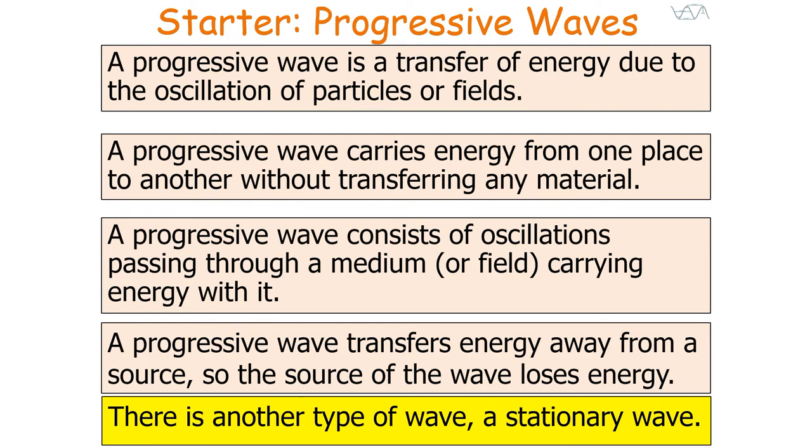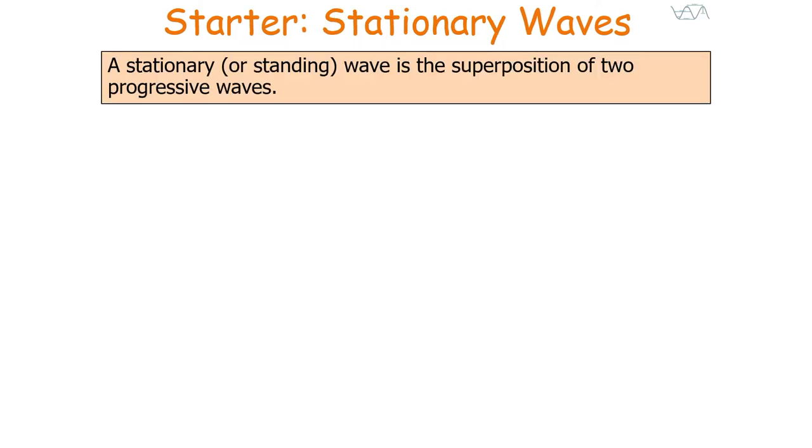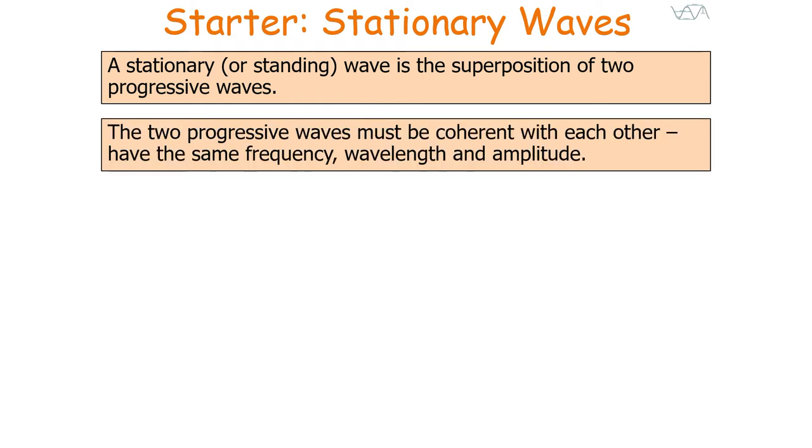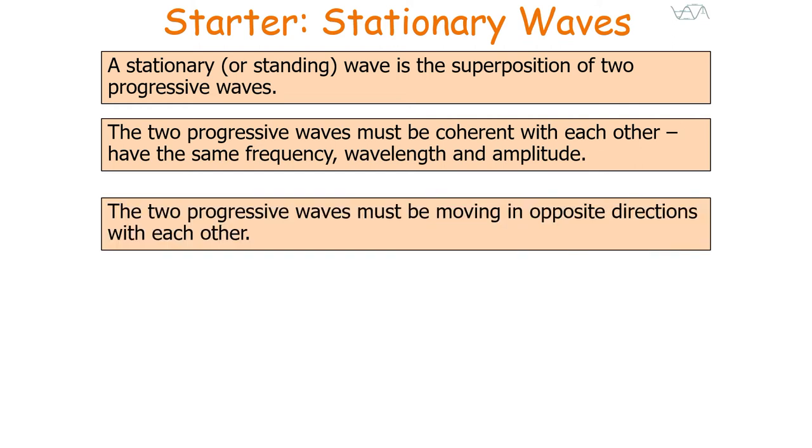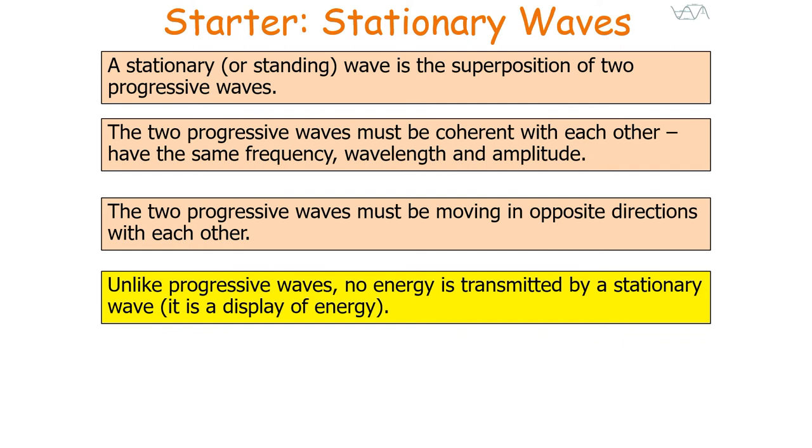But there is another type of wave, which is a stationary wave. Now, a stationary or standing wave is a superposition of two progressive waves. The two progressive waves have to be what we call coherent with each other, have the same frequency, wavelength and amplitude, and the two progressive waves must be moving in opposite directions. Now, unlike progressive waves, no energy is transmitted by a stationary wave, rather the energy is stored.